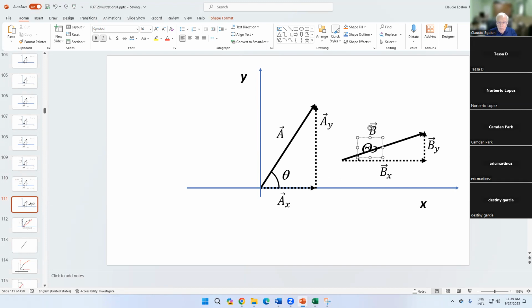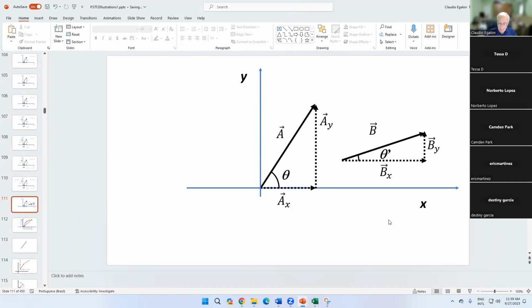Oops. Yeah, I don't like that. Oh, now I gotta do something about this prime. Let's see if I can change it somehow. Yeah, I managed. Theta prime, angle theta prime.